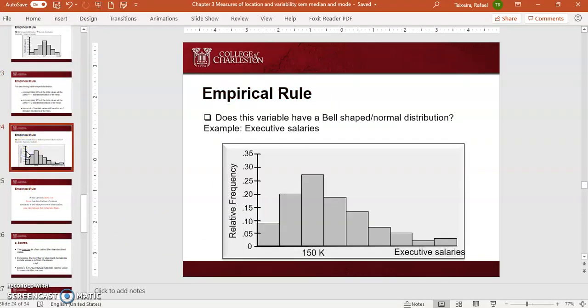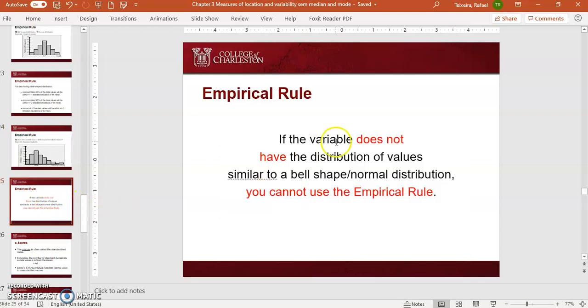But the empirical rule only applies when you have a bell-shaped distribution. This one doesn't have a perfect bell-shaped distribution. In this case, you cannot apply the empirical rule for the executive salaries variable because it doesn't have a bell-shaped distribution. So if the variable does not have a distribution of values similar to a bell-shaped normal distribution, you cannot use the empirical rule.